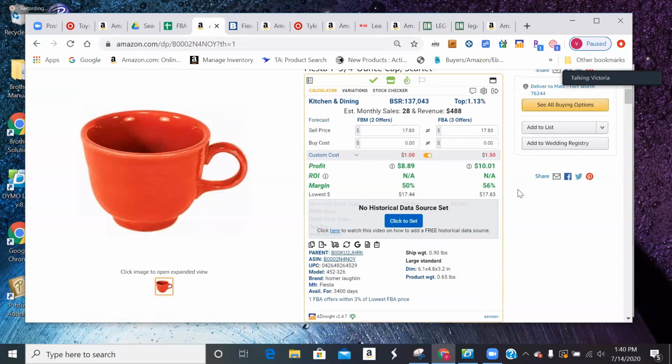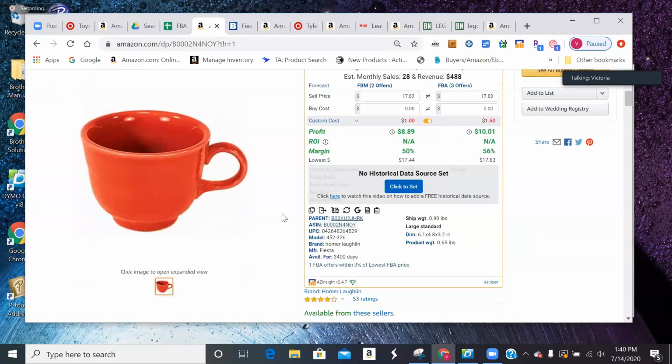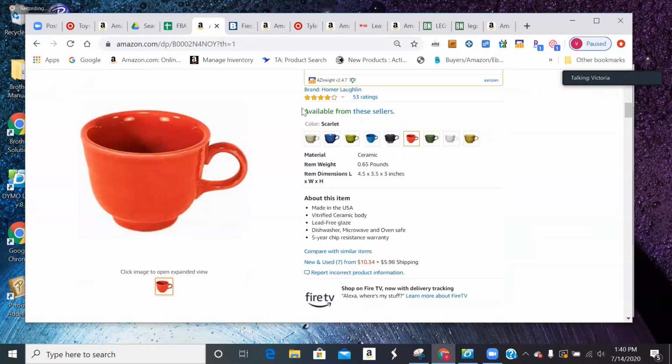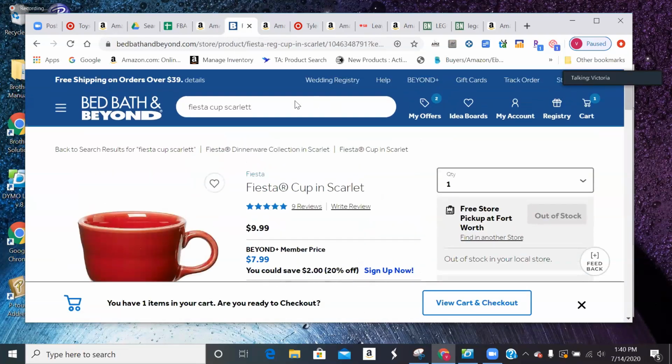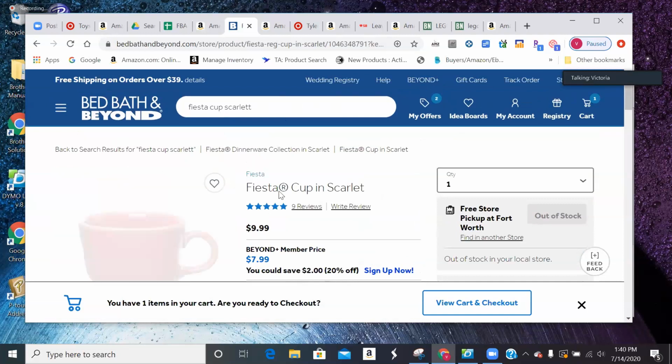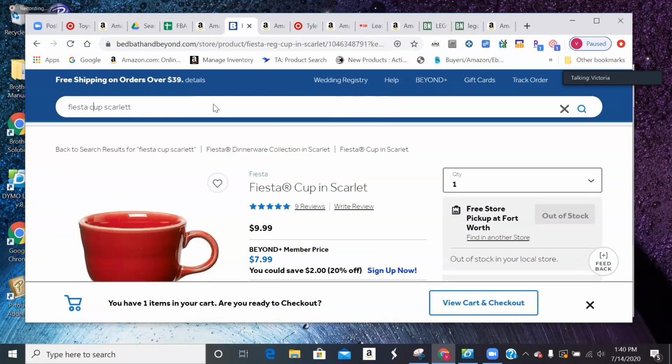And then, too, I mean, what goes with a coffee cup, but a saucer. So, I mean, you could go back here and look for other Fiesta wares. So Scarlet, this particular color sells well. You can just take out cup.